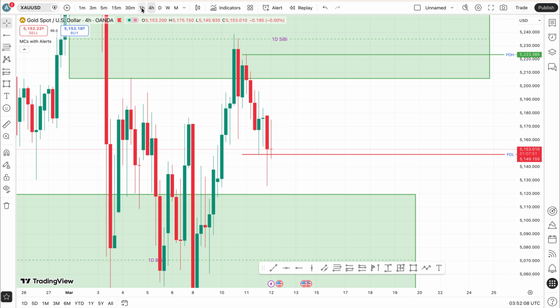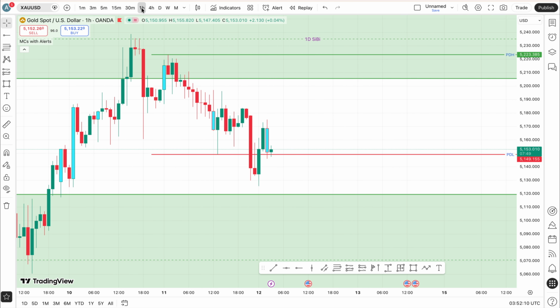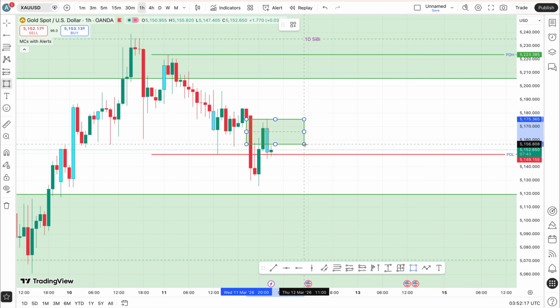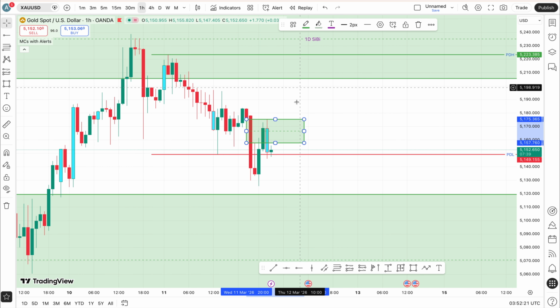We now move on to the 1-hour, and let's zoom into the 1-hour. You can see that there is a SIBI here, which the market traded into this morning.